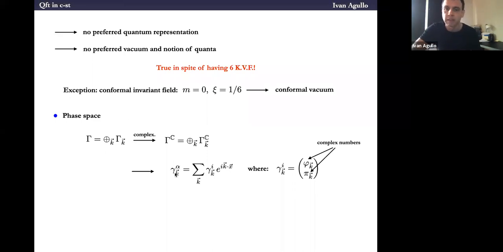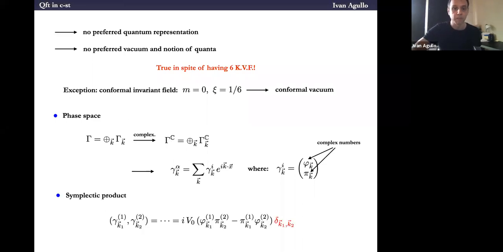This is the label of our elements. And the X dependence will be an exponential because we are doing the Fourier transform. So this is the way we are going to decompose the phase space elements. And the other part is X independent, and we'll have two entries, one for the field and one for the conjugate momentum. And they are just complex numbers in the complex phase space. So this is the form of a generic element of the phase space.